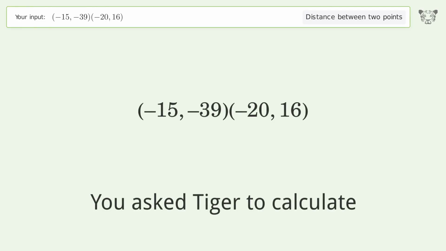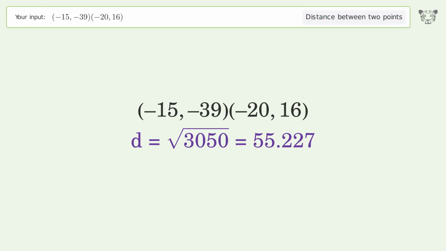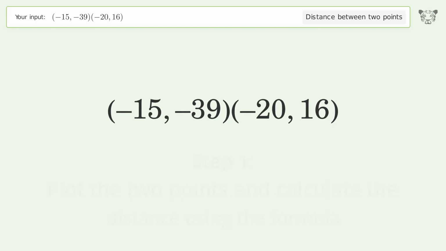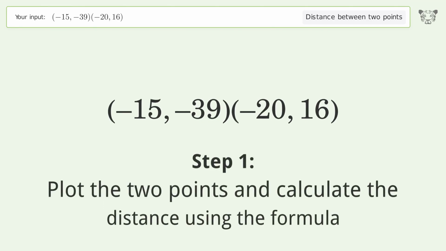You ask Tiger to calculate. This deals with the distance between 2 points. The distance between the 2 points is the square root of 3050, or 55.227. Let's solve it step by step. Plot the 2 points and calculate the distance using the formula.